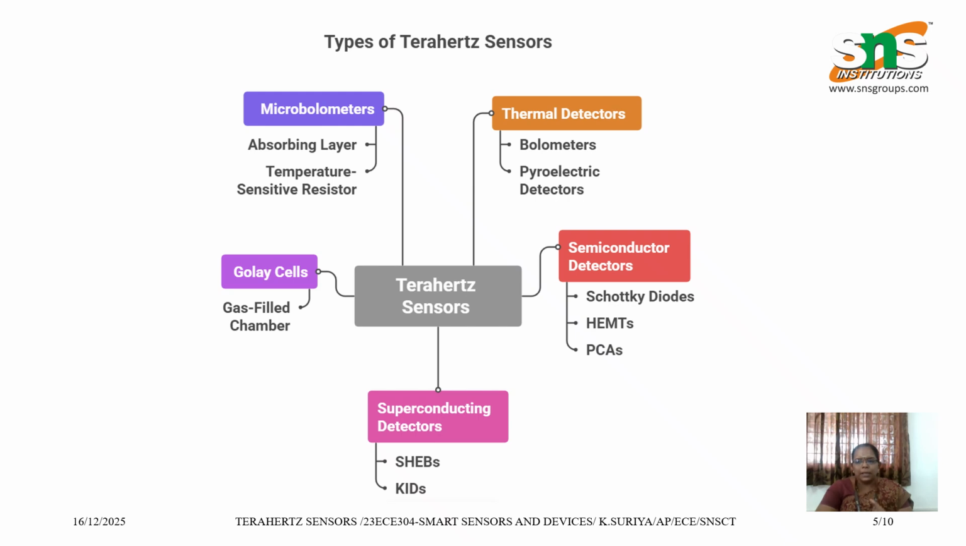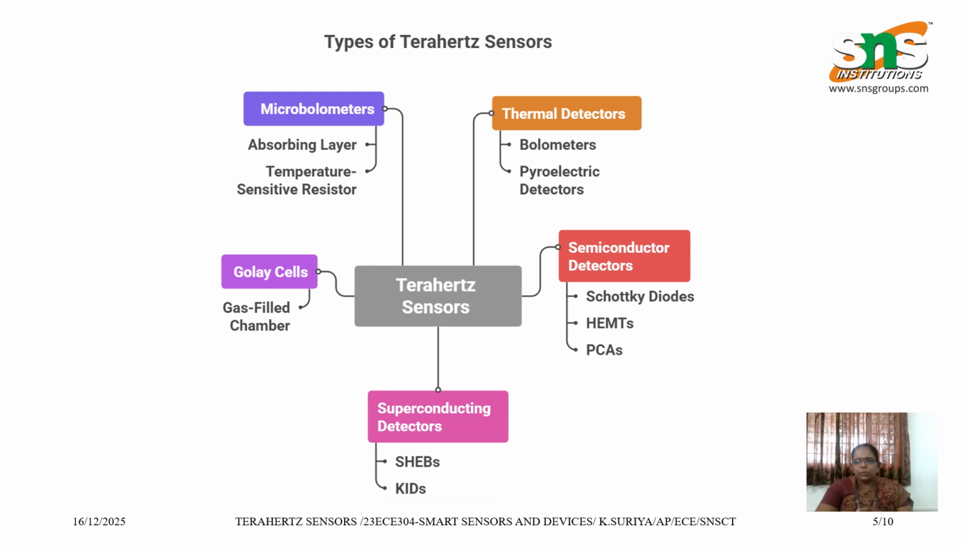Next one is semiconductor detectors, where it utilizes the interaction of terahertz photons with electrons in a semiconductor material. These detectors can offer high sensitivity and fast response time. Some examples are Schottky diodes, high electron mobility transistors, and photoconductive antennas. Next one is superconducting detectors. It offers the highest sensitivity of terahertz detection, but they require cryogenic cooling.